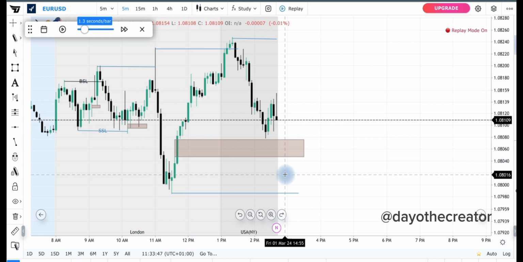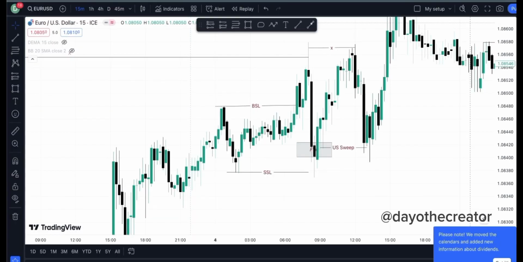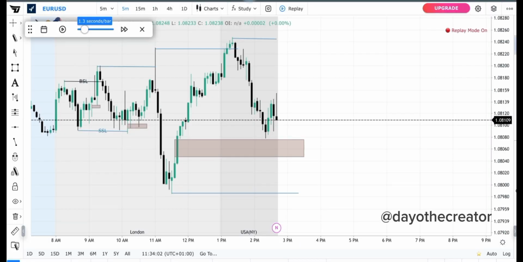Sometimes fair value gaps are ignored. So let's see what the market will do. Let's see whether it will respect our fair value gap, or it will just go from here to the upside. And mind you, as I said in the beginning, whenever the market opens as a buy, it's expected that in the New York session it buys as well.